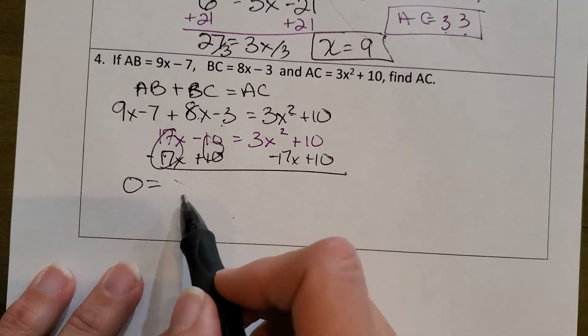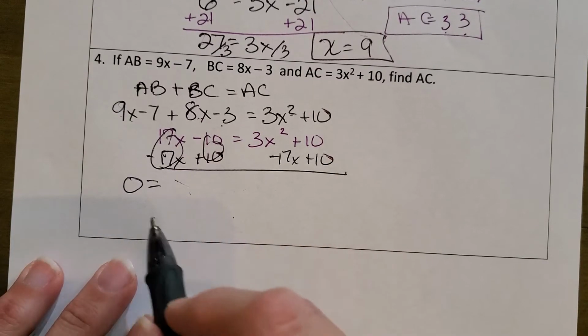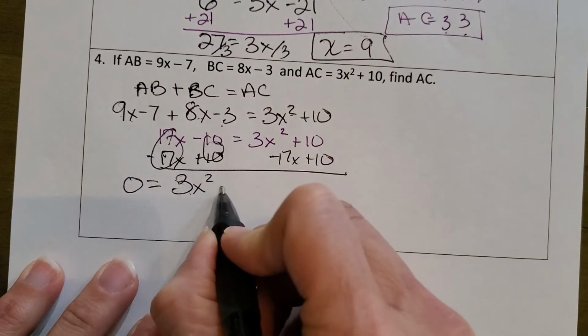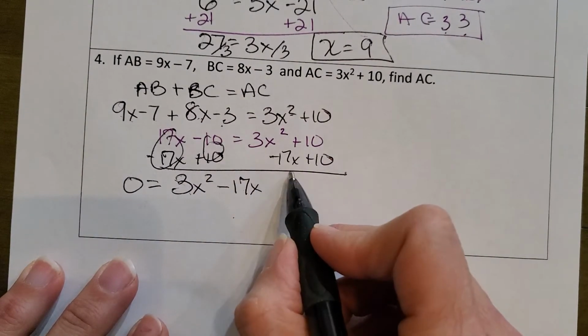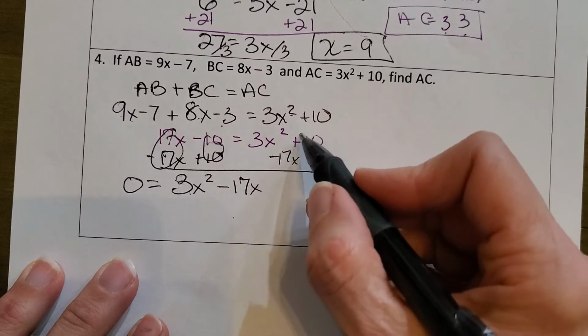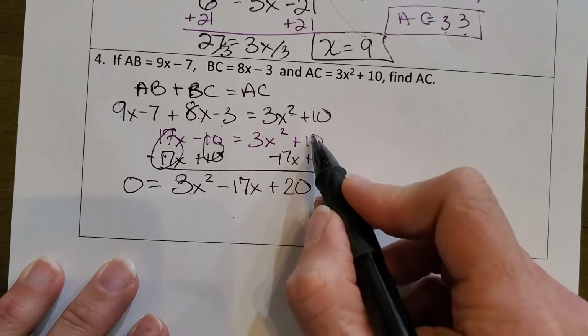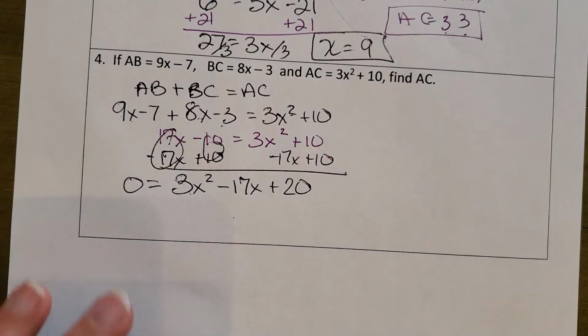Without it, I can't factor and use my 0 property rule. So I want to make sure that you know that that is an important piece of this puzzle. 17x is just negative 17x. I couldn't subtract it from any x's because there weren't any, so it's just going to be like that. But I can do the 10 plus 10, which is 20.